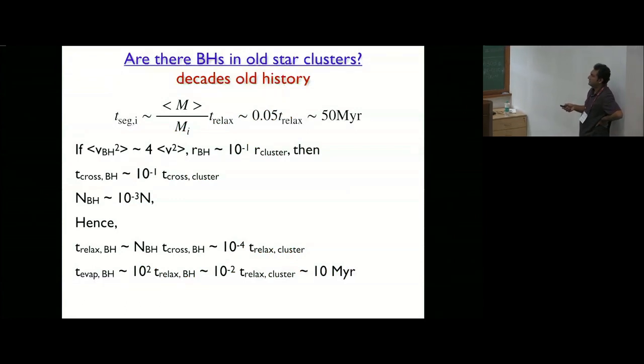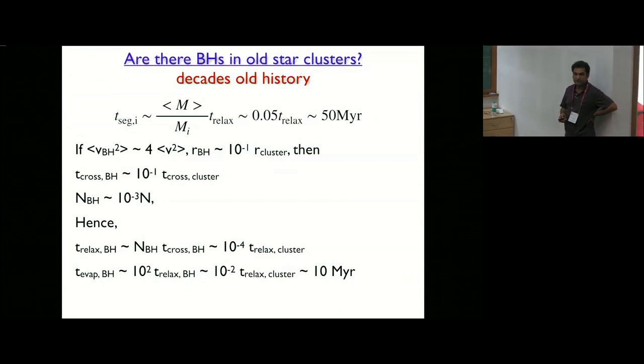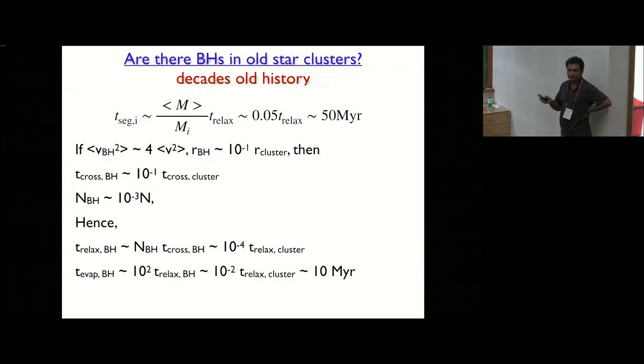So let's say that this is about 0.5 solar mass. That's roughly the average stellar mass if you assume a standard IMF. And let's say this is about 10 solar mass. Typically the average black hole mass is about 14. So mass segregation timescale for typical black holes would be about 50 million years. So it happens almost instantly relative to the age of the system.